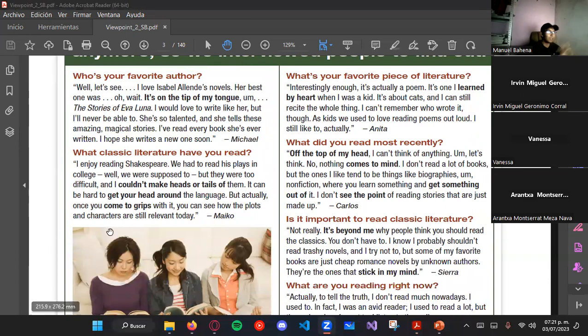Let's see number 2. Irving, please read this one. Number 2. Okay. What classic literature have you read? I enjoy reading Shakespeare. We had to read his plays in college. Well, we were supposed to, but they were too difficult and I couldn't make heads or tails of them. It can be hard to get your head around the language, but actually, once you come to grips with it, you can see how the plots and characters are still relevant today. Excellent.